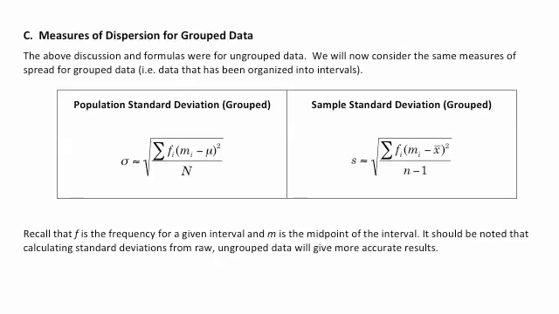This method, because of course we now know, hey, grouping data, we're going to lose a little bit of accuracy. Using ungrouped data is more accurate. This will give less accurate results. But it's often very, very handy.